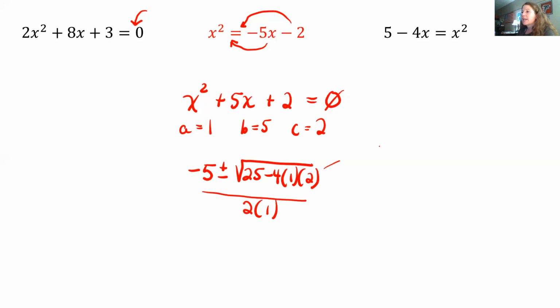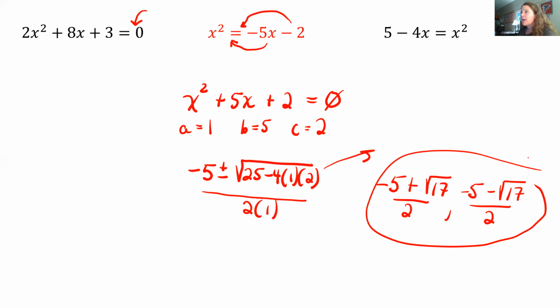All right, on my calculator, I want to know what is 25 minus 4 times 1 times 2, and my answer is 17. So my answers are negative 5 plus the square root of 17 over 2 and negative 5 minus the square root of 17 over 2. Those are my 2 answers. Okay. All right, what about the third one?